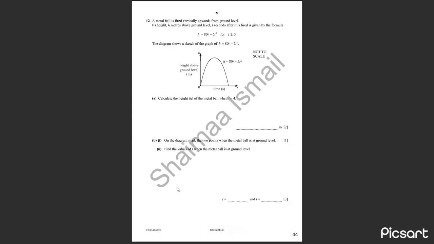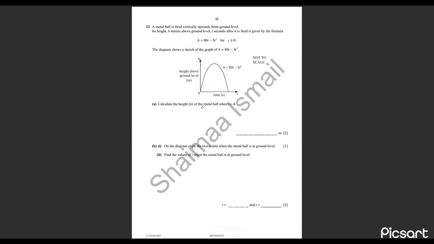Last question: a metal ball is fired vertically upward from ground level. Its height h above ground level, t seconds after it is fired, is given by the formula h equals 80t minus 5t squared, for t more than or equal to 0. Calculate the height, and so on. Very easy question, listen. It seems hard, but it's easy. What we want is to make t equal to 4, so we take the t and put 4 instead of it to get the height.